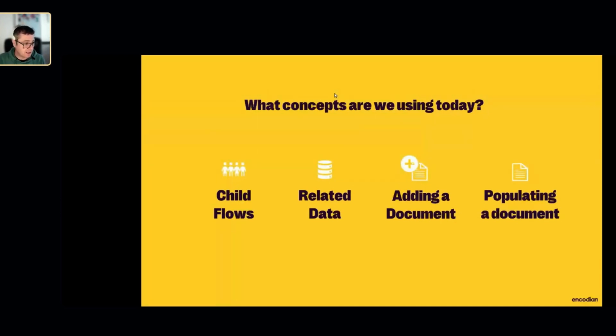The next thing we're going to look at is related data. And this is how we get all the different portions of our information that's in Raiser's Edge to be able to produce the letter that we want. We're then going to look at how we add a document into Raiser's Edge as a pointer, how we flow the document in, and how we populate that document with the content that we have.